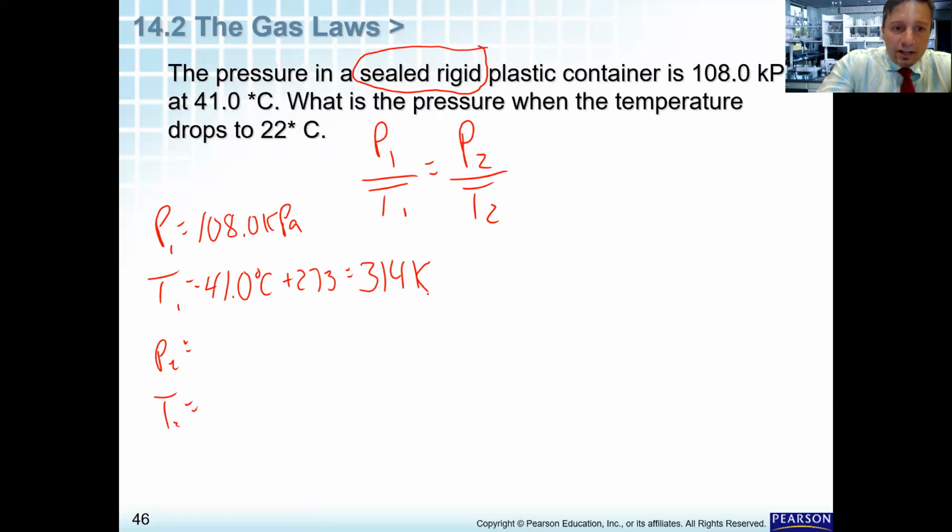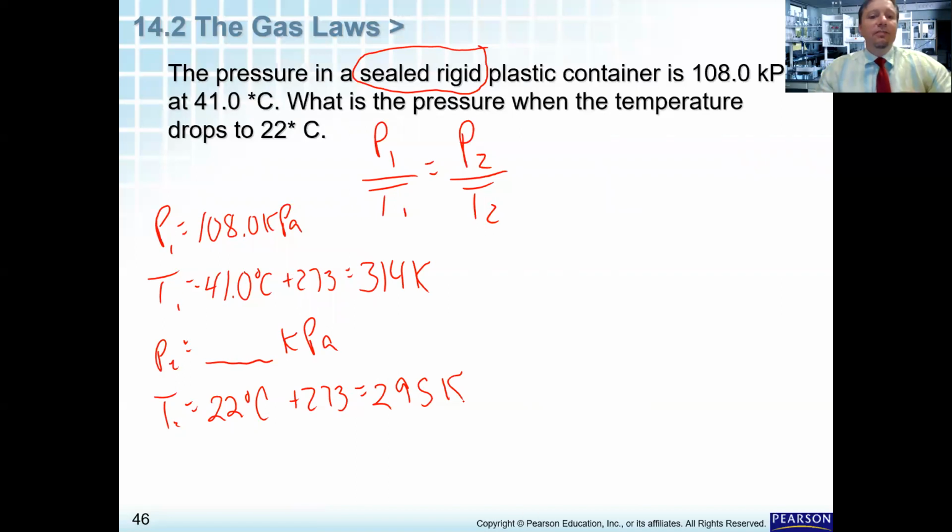All right, what is the pressure? So that's blank kilopascals, and then my temperature dropped down to 22 degrees Celsius plus 273. So that's 295 Kelvin. All right, so now I'm going to cross multiply.